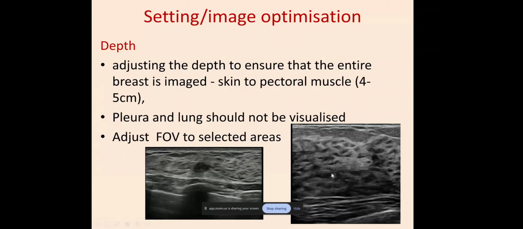When you start scanning the breast, when you don't know about the lesion and you're just surveying or screening the breast, you should cover the entire depth of the breast, but pleura and lung should not be visualized. You can see this first image. Although the entire breast is seen, I've also included the pleura and the lung. This is not ideal because your overall image has become minimized. In this image I've included from skin to pectoral muscle, but there is no pleura and lung. So this is the ideal way of starting the initial surveying of the breast. Once you find a lesion, you can adjust the FOV to depth-select areas. So first, depth: we move from skin to pectoral muscle.